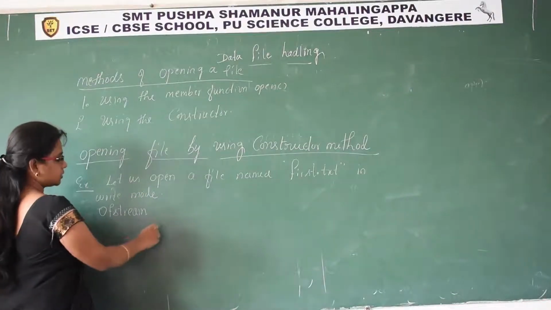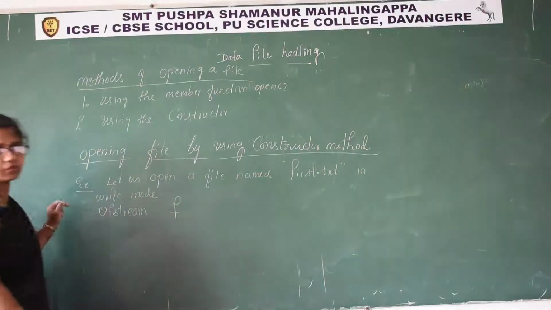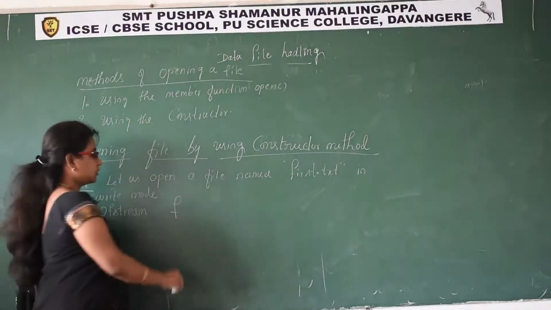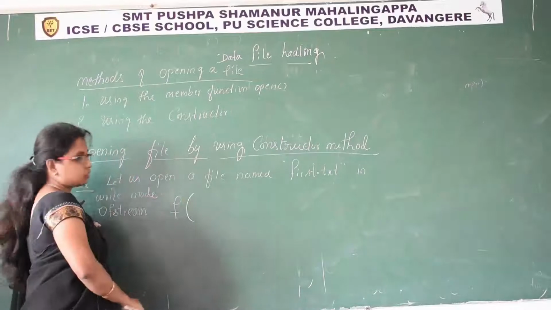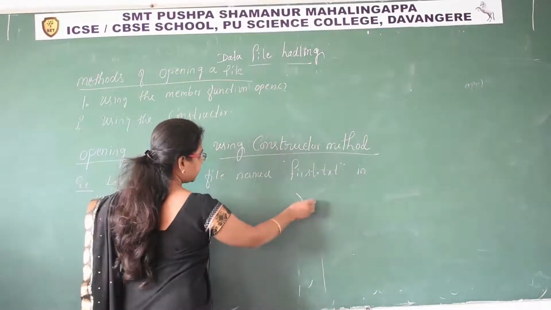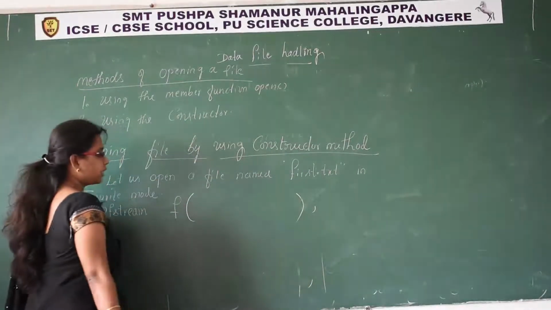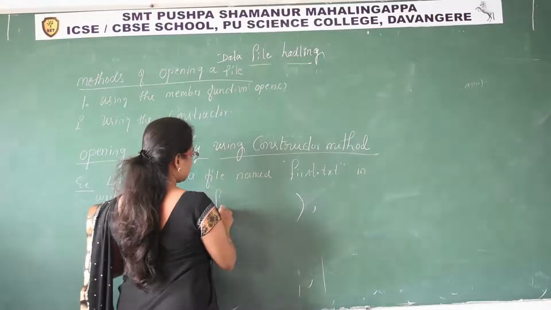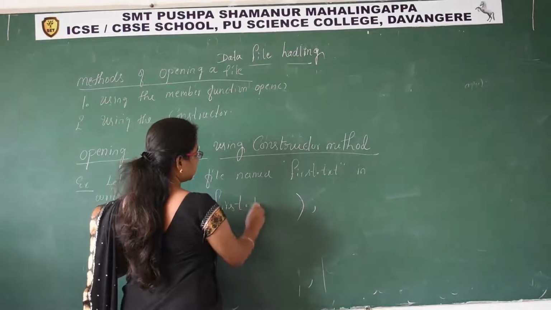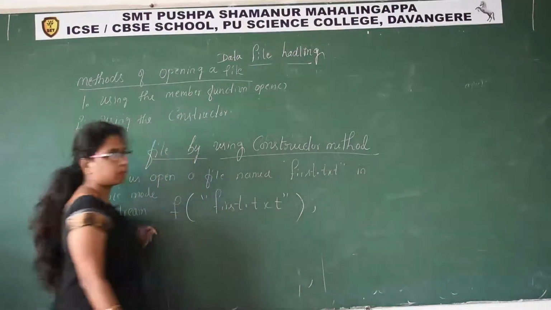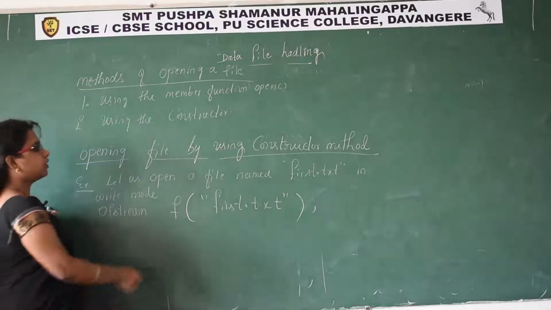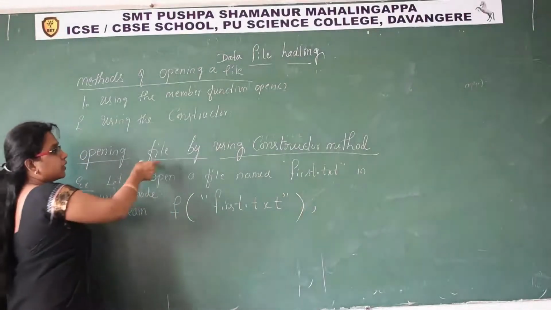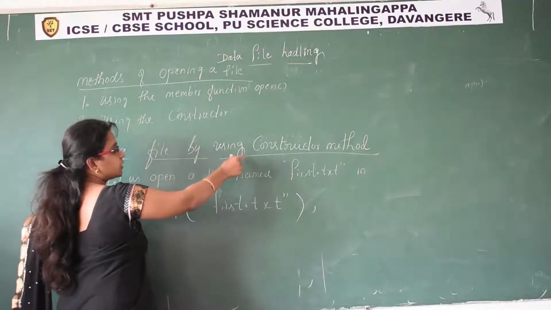OF stream is the class, object is F. How to call a parameterized constructor? Open parenthesis, we have to pass a parameter here. What is the parameter? File name is the parameter. Within double quotes, first.txt is the parameter. So this is another method of opening a file, the constructor method of opening a file.